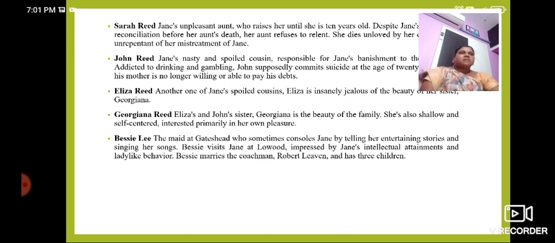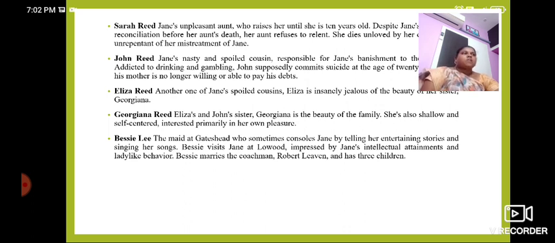The next character is Bessie Lee, the maid at Gateshead, who sometimes consoles Jane by telling her entertaining stories and singing her songs. Bessie visits Jane at Lowood, impressed by Jane's intellectual attainments and ladylike behavior.